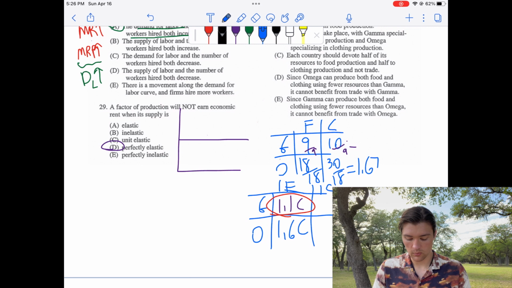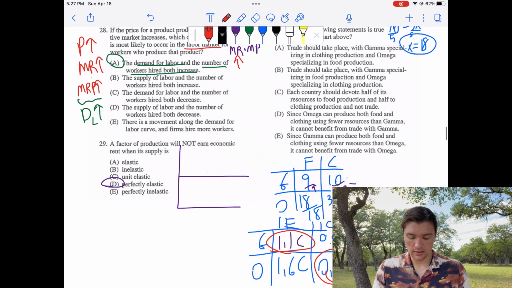For Gamma, 1 clothing would be 0.9 food. And then for Omega, this would be 0.6 clothing. Okay, so Omega would do clothing. The only answer that makes sense here is B. Gamma does food, Omega does clothing.